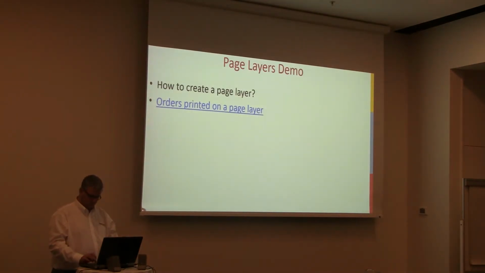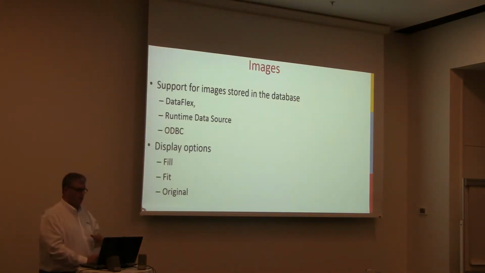Now how to create a page layer and order window on the page layer. In the area of images, we enhanced the product by the ability to make use of images stored in the database. We support all the database formats. We support DataFlex and runtime data source, so the RDS can also have an image in there, or an ODBC database. And we changed another property on images, that is the display option. Do you want to have the image filled out in the area? Do you want to have it fit? Or do you want to use the original, which means that it will be somehow clipped?